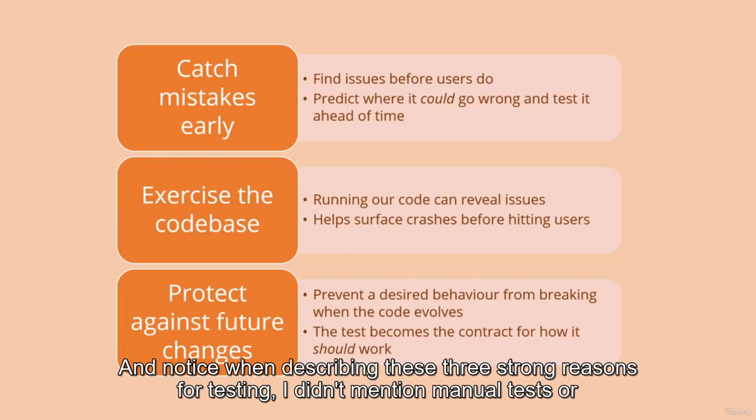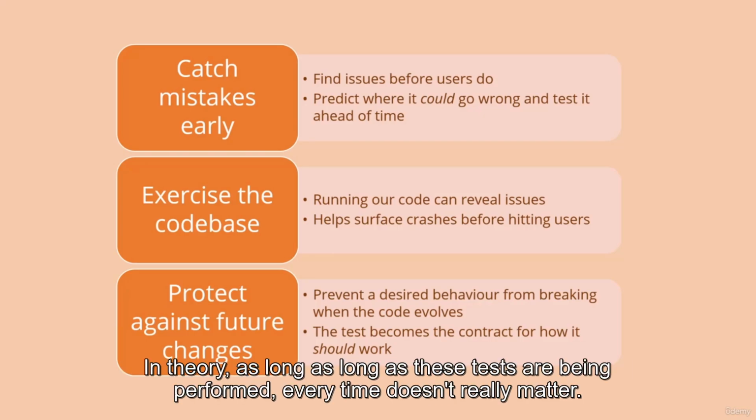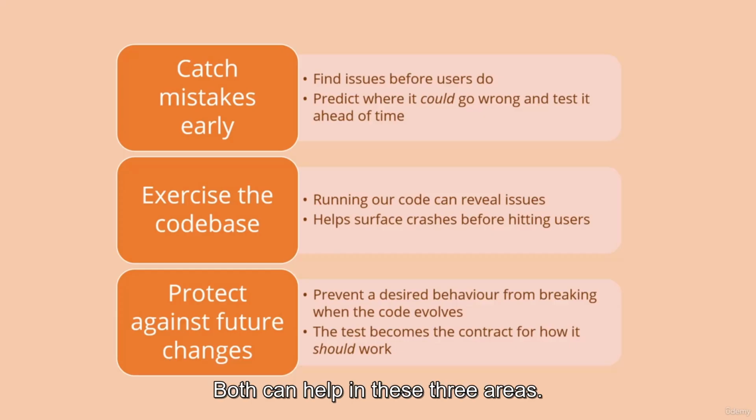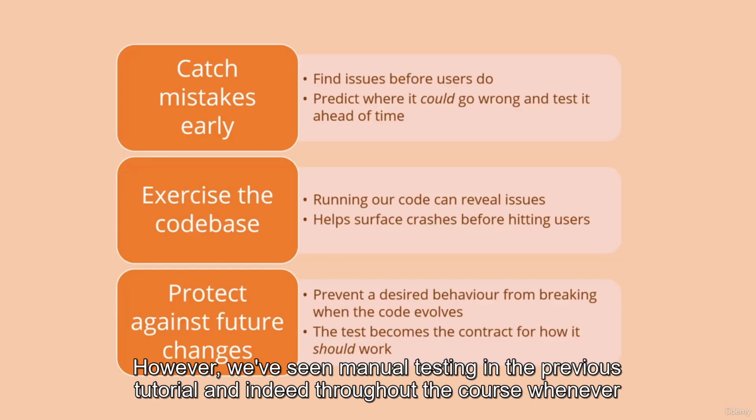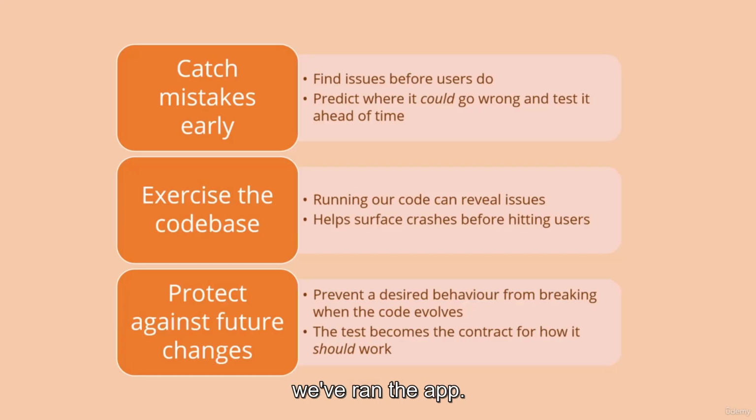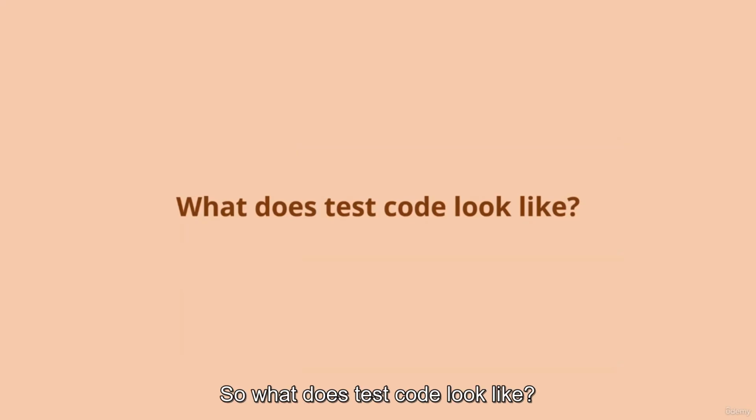And notice when describing these 3 strong reasons for testing, I didn't mention manual tests or test code. In theory, as long as these tests are being performed every time, it doesn't really matter. Both can help in these 3 areas. However, we've seen manual testing in the previous tutorial, and indeed throughout the course whenever we've ran the app. But let's talk now about test code. So, what does test code look like?